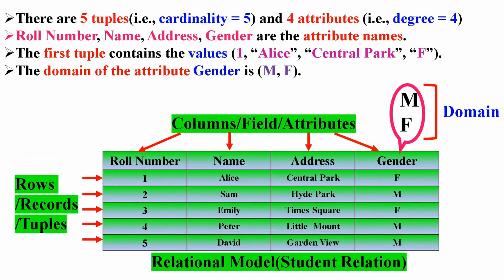Now, come on, let's recall. There are 5 tuples, that is, cardinality equals 5, and 4 attributes, that is, degree equals 4. Roll number, name, address, gender are the attribute names. The first tuple contains the values 1, Alice, Central Park, F. The domain of the attribute gender is 2, M, F. I hope you've grasped the database concepts. Let's move on to the database keys.